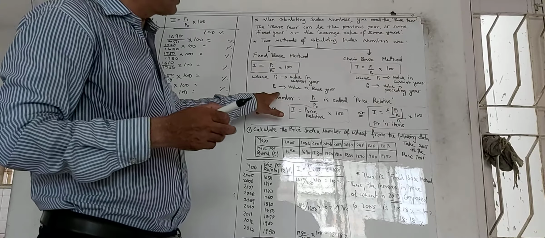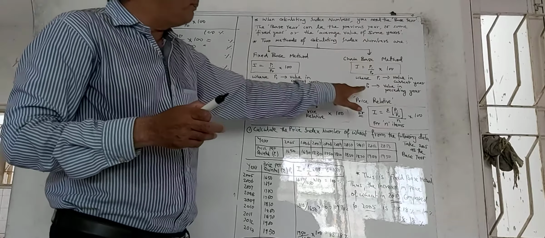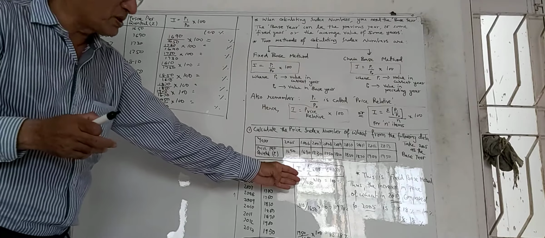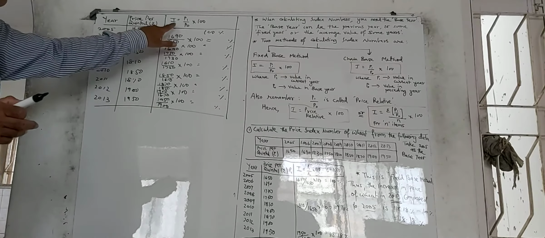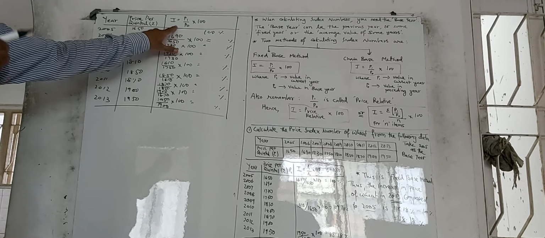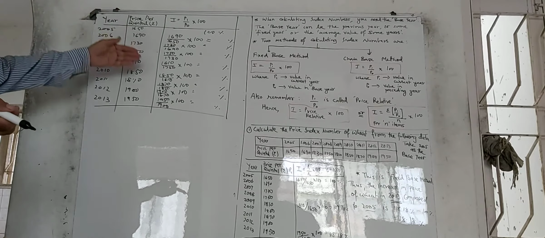In the fixed base method, P0 is the value in the base year, and in the change base method, the value P0 is the value in the preceding year. This is the fixed base method because the value of P0 is fixed. Here, the value of P0 goes on changing. That's why it's called the change base method. It is previous year, previous year, previous year, and therefore it's called the change base method.